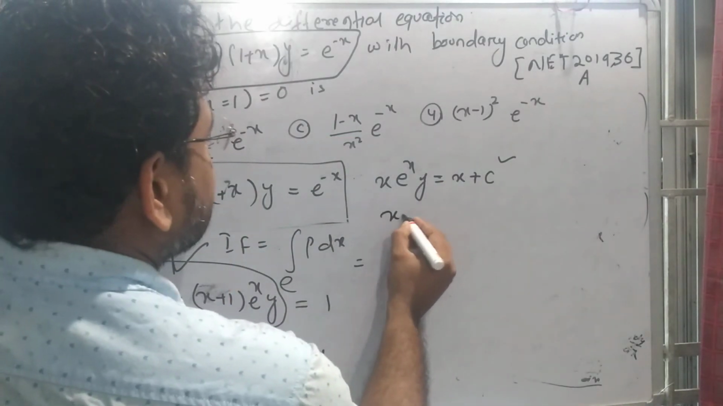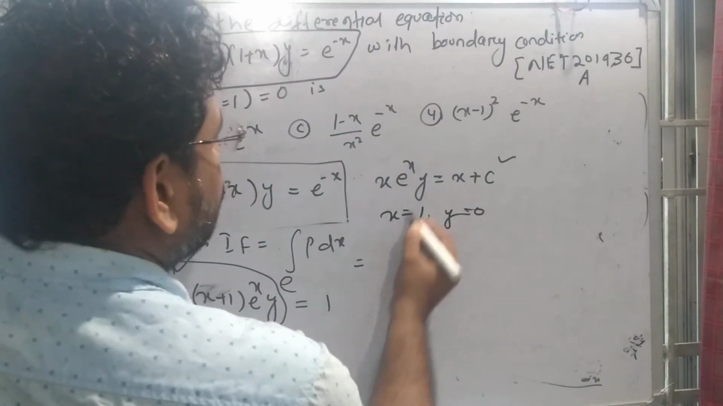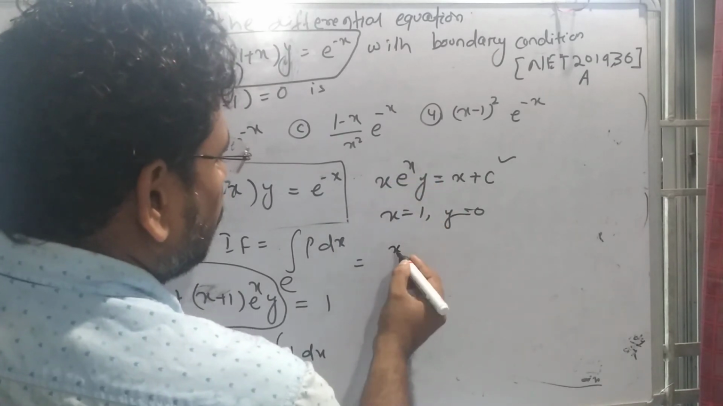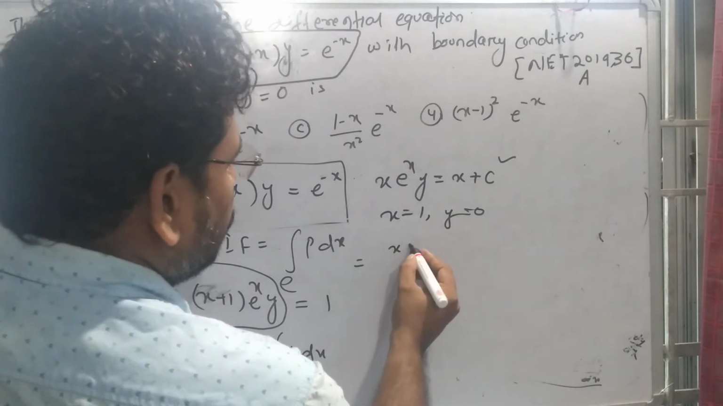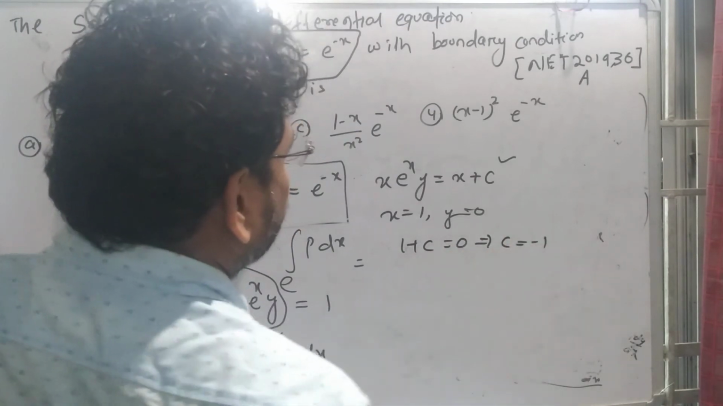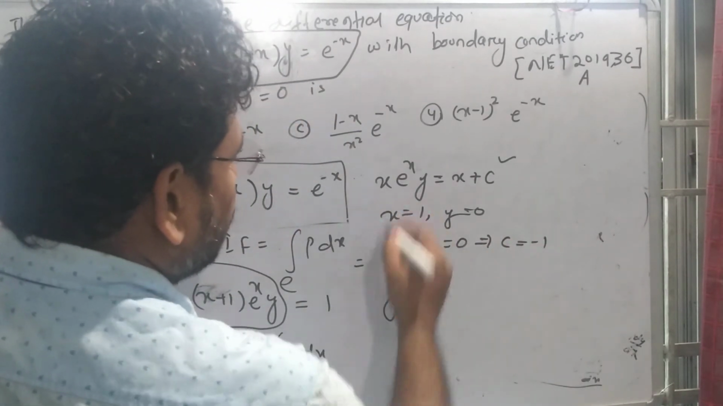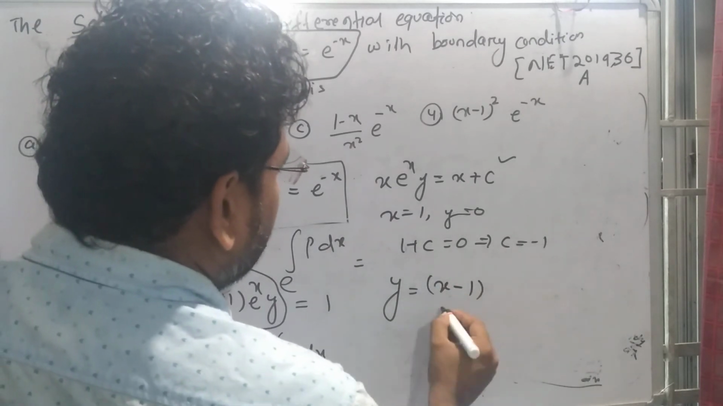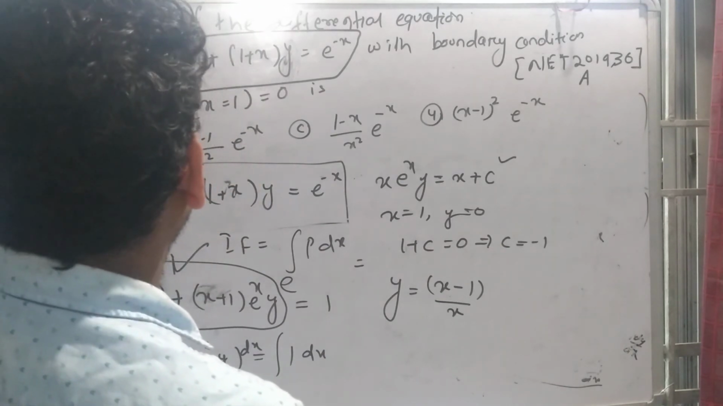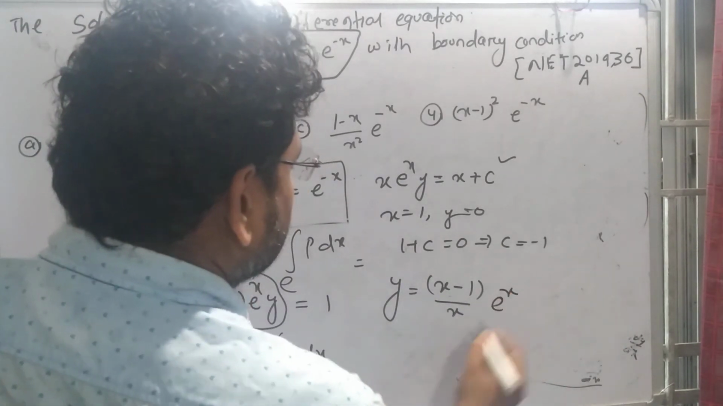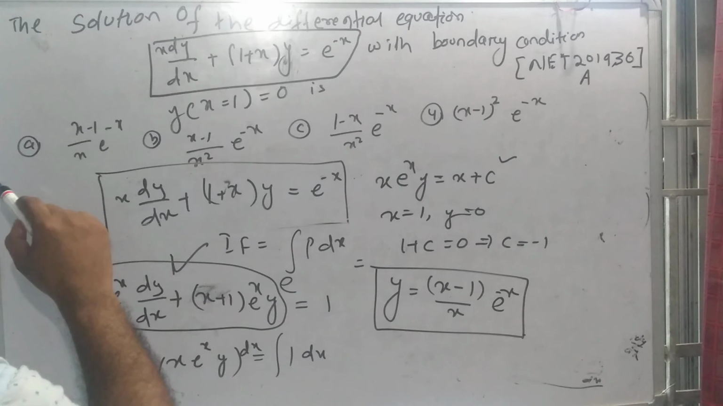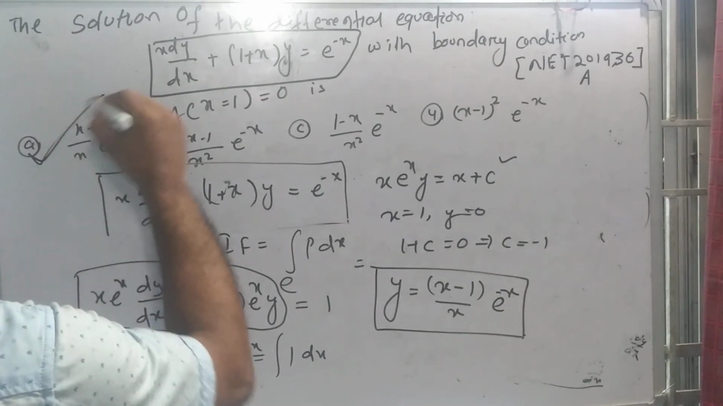That means when x equals 1, y equals 0. So if I put x equal to 1, we get 0 equals 1 plus c, that means c equals minus 1. So y, which is the solution, becomes (x minus 1) by x times e to the power minus x. So now the solution is this one, and you can see that the first option is the right option.